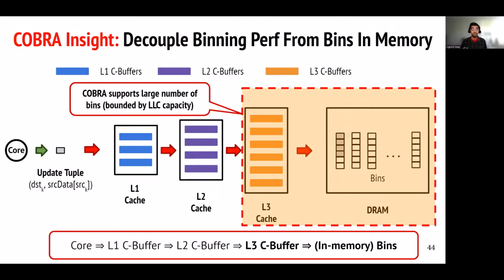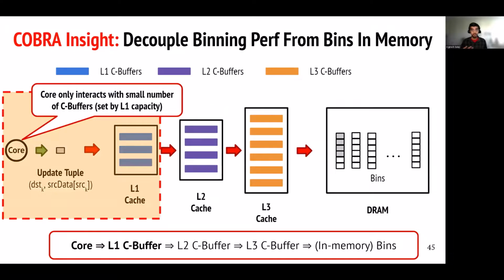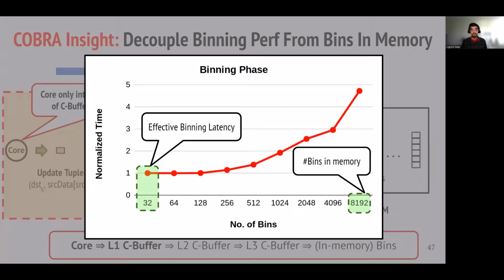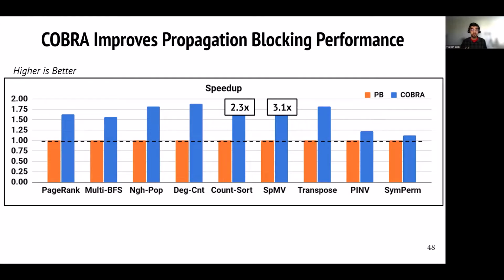So in a Cobra execution, we are able to support a large number of in-memory bins. That's only bounded by how many L3 C buffers we can have. But as far as the core is concerned, it only interacts with a small number of L1 C buffers. So during the binning phase, we have a large number of bins in memory, but as far as the core is concerned, the effective binning latency is as if there are a small number of bins. So using the decoupled architecture of Cobra, we are able to provide propagation blocking with the optimal number of bins. And for this reason, Cobra provides significant performance improvement over propagation blocking.